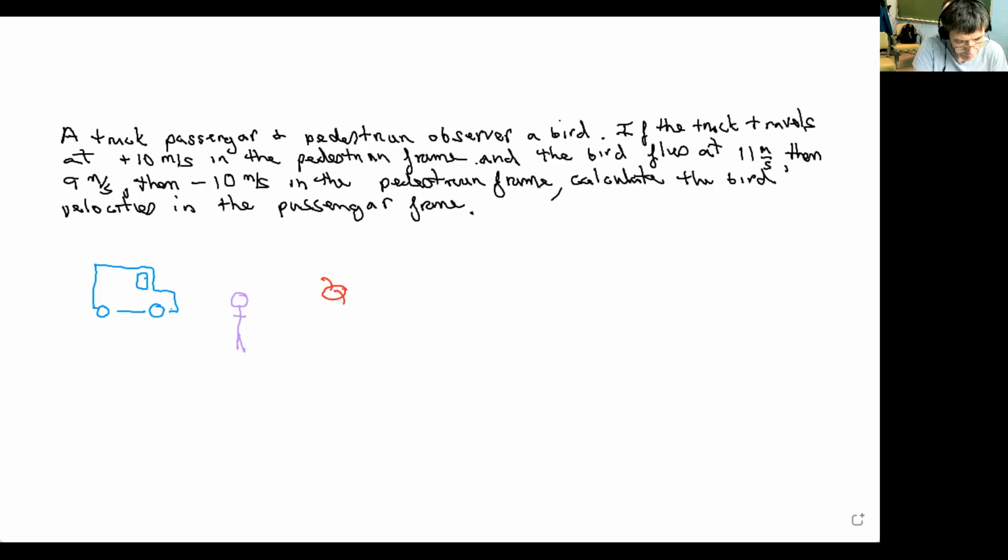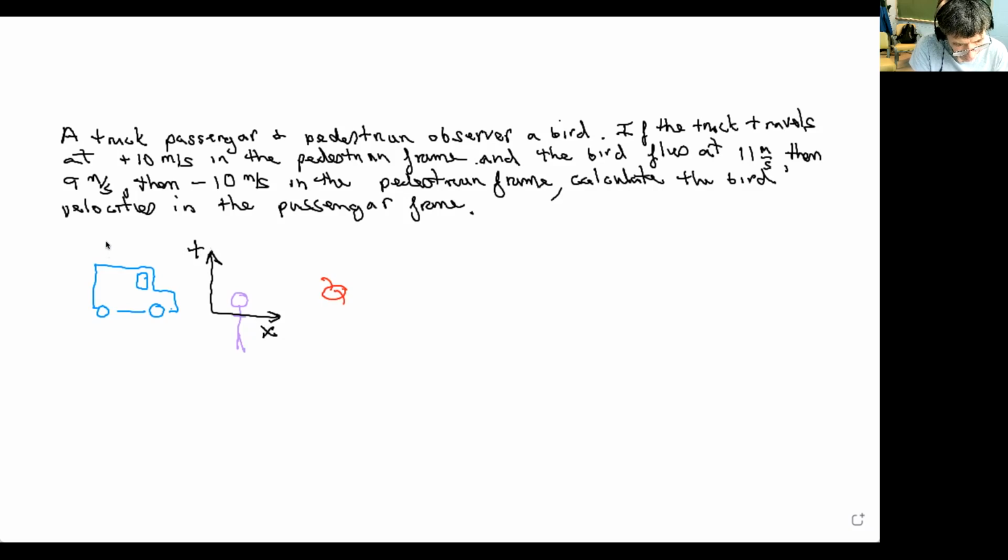Before I start the problem, let me just annotate this sketch with the various reference frames that are involved and the various velocities that are involved. So we're going to be thinking about two reference frames. One of them is the pedestrian reference frame, and I'm going to sketch that here. I'm going to call this the unprimed reference frame. I'm going to label the space coordinate x and the time coordinate t.